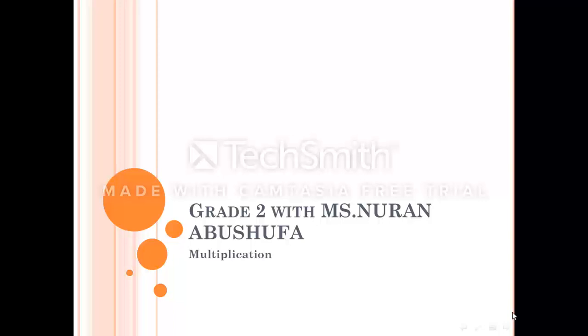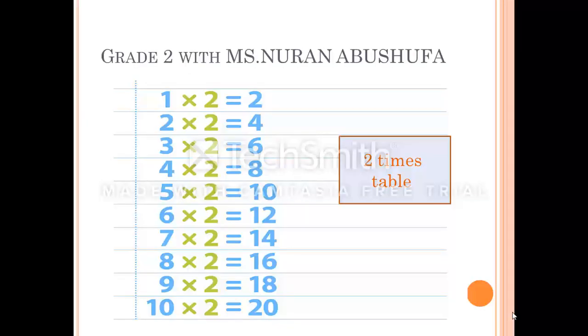Hello, grade 2. Our third lesson, multiplication. As you see here, this is the 2 times table. 1 2's 2, 2 2's 4, 3 2's 6, 4 2's 8, 5 2's 10, 6 2's 12, 7 2's 14, 8 2's 16, 9 2's 18, and 10 2's 20.